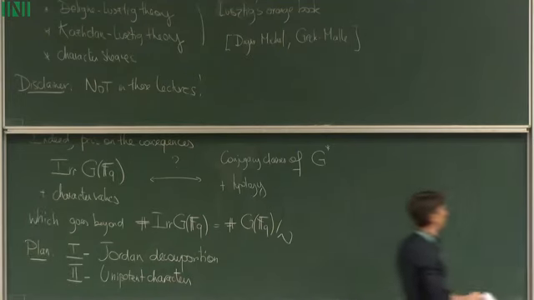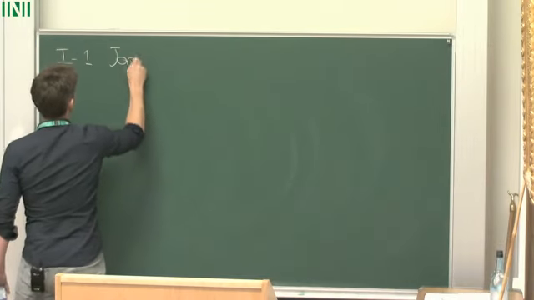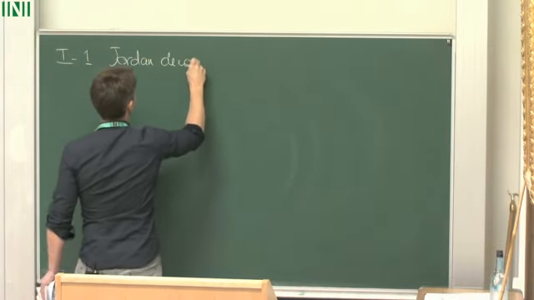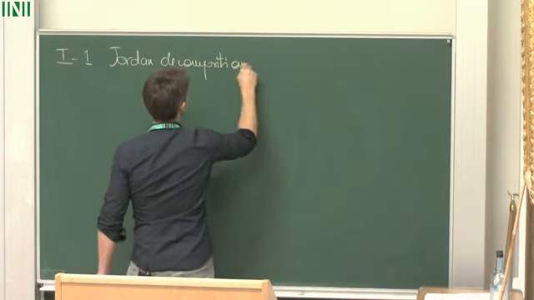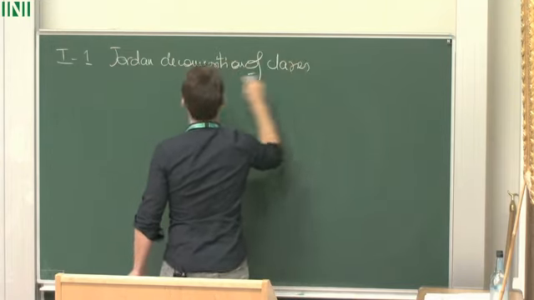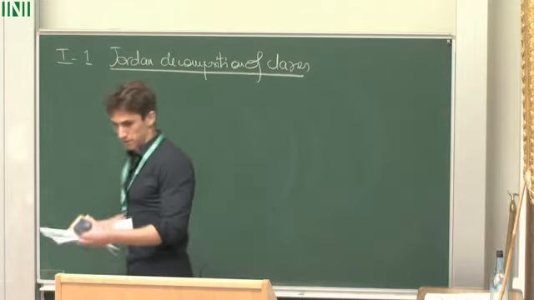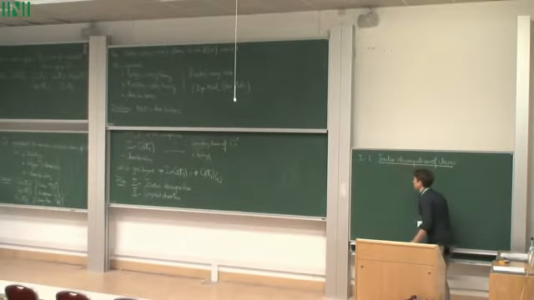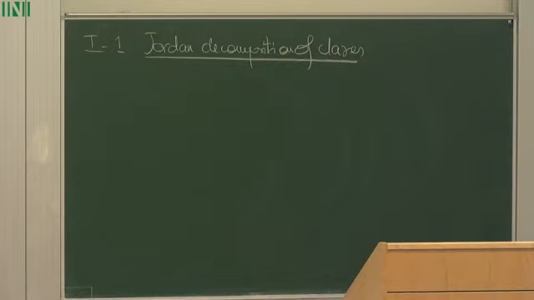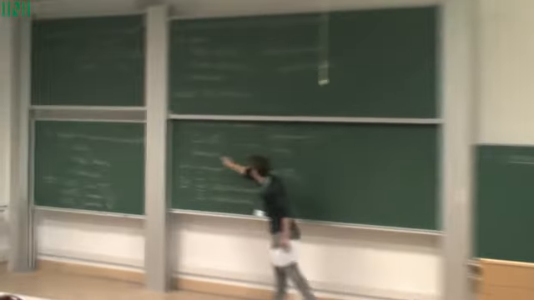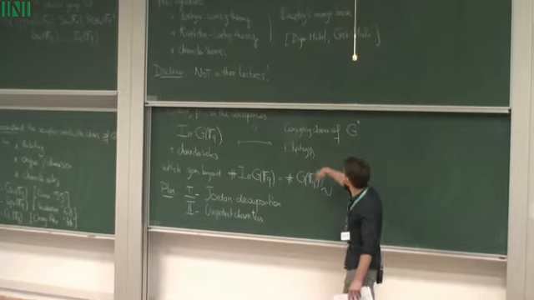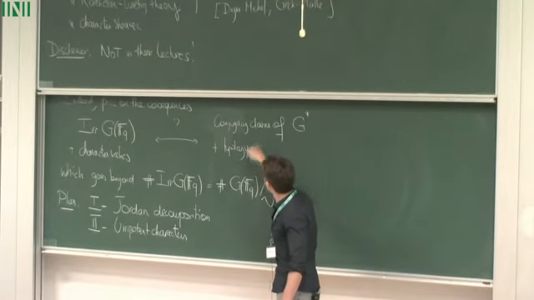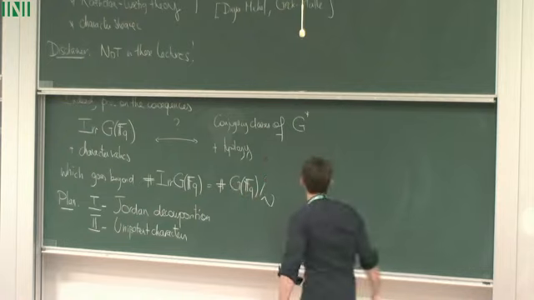So let me start with some elementary facts on the conjugacy classes. So that would be the first part, the Jordan decomposition of classes. Okay, so I said that I want to show how this classification parallels this one. So I need to say what exactly I mean by classification and what exactly I mean by this topological data.